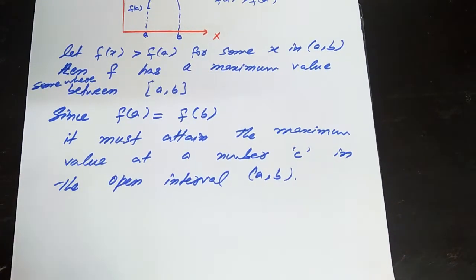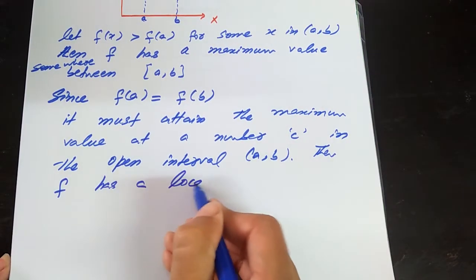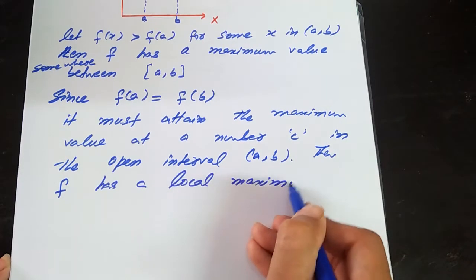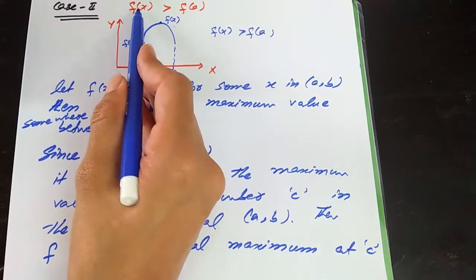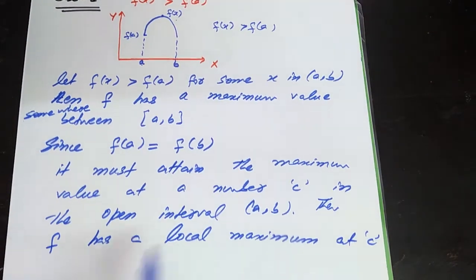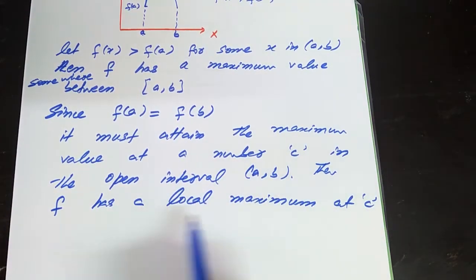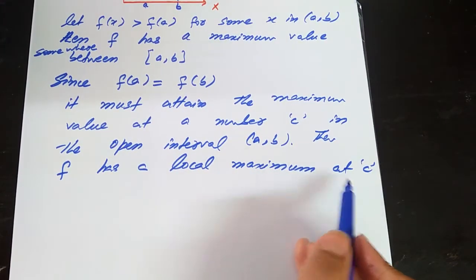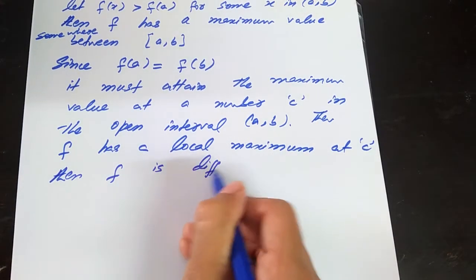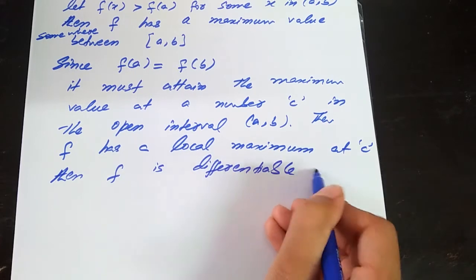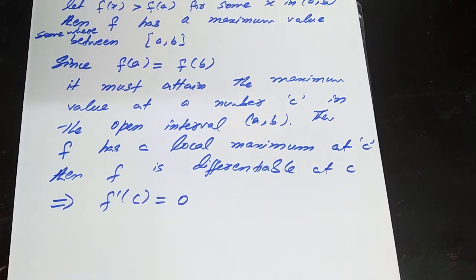Then f has a local maximum at this point C, because we have said that f of x is greater than f of a. So it means that it will attain the maximum value at a number C in the open interval. Then f has a local maximum at point C. And then f is differentiable at C. This implies that f dash of C will be equal to 0.